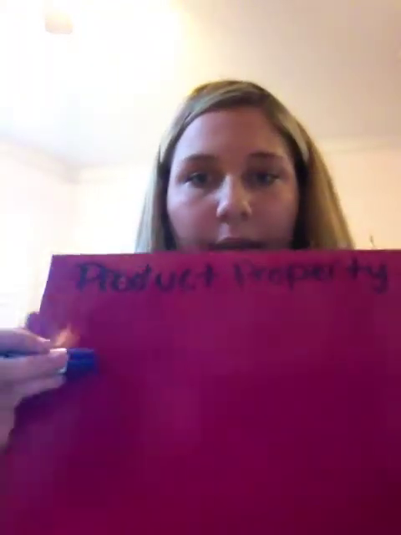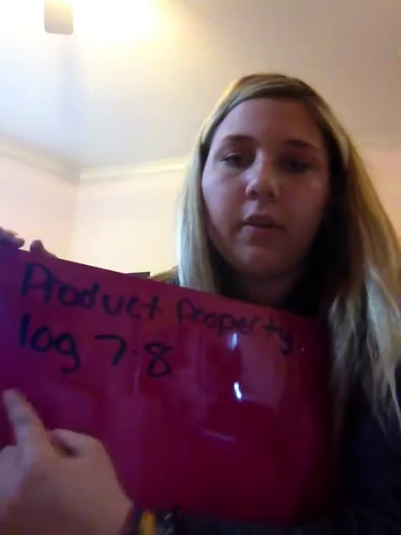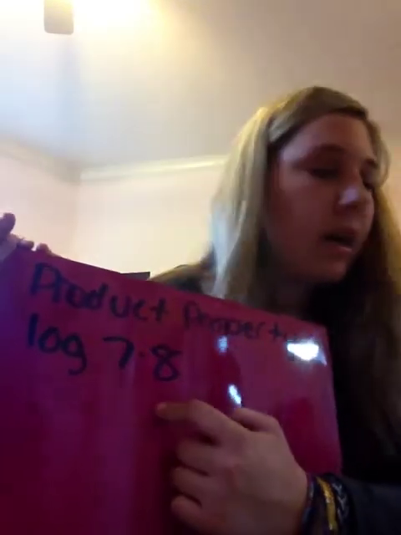So this is product property, and I have a whiteboard. See, product property. So here we go. So product property is basically if you have an example of, let's just say, log 7 times 8, like this. See, let's say you have log 7 times 8.